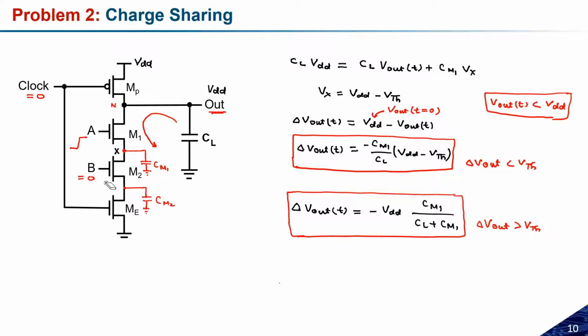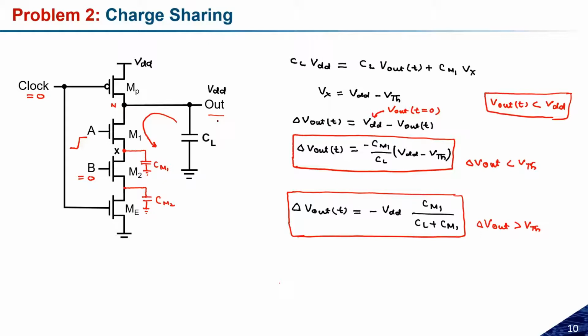Sir, why is there a minus sign in delta V out? Because the voltage we initially had is decreasing, that is why I'm keeping the minus sign. You can take the modulus to understand it. Because the voltage is decreasing, I kept it negative.